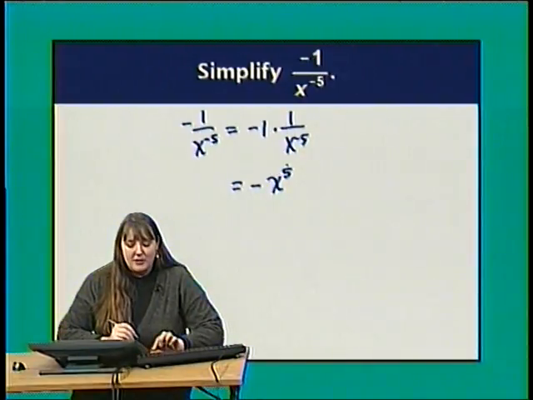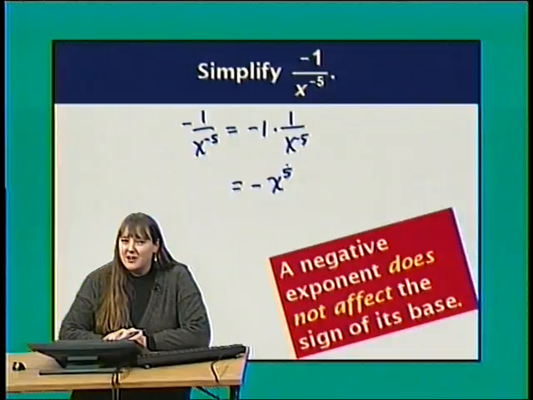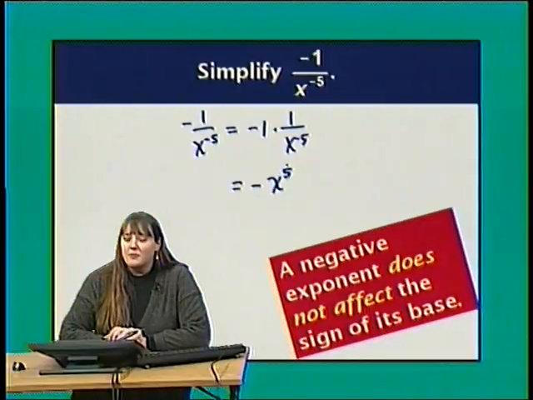In a problem like this, we need to be careful and remember that a negative exponent does not ever affect the sign of its base. Some people might look at this problem and see a couple of negative signs and say, do those negatives cancel one another? And you'll remember that they don't if you always remember a negative exponent does not affect the sign of its base.